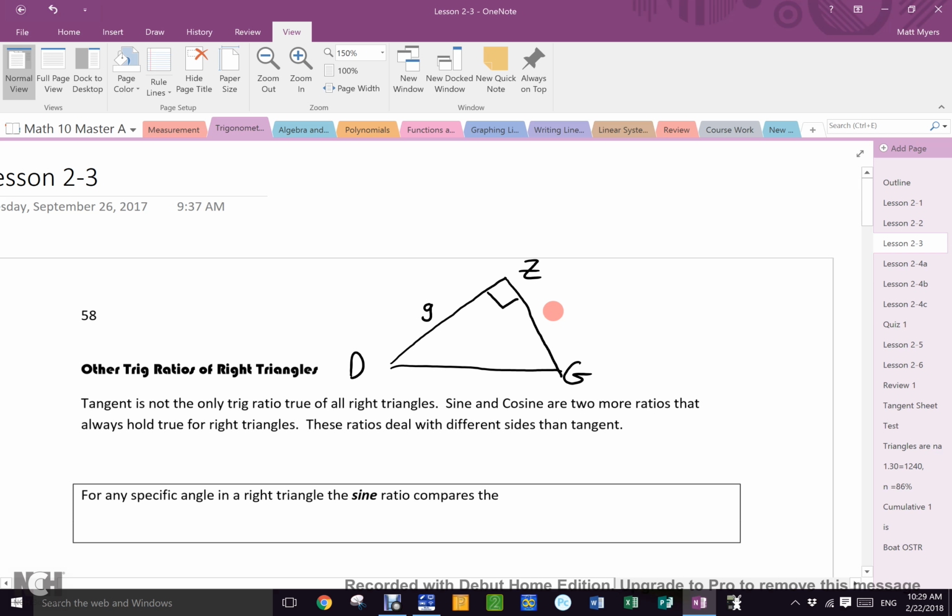Little g. What does that make this side? Little d. What does that make this side? Little z. I'll take the cross off so it just looks like little z. Z was a bad one. It looks like 2, but that's fine. Everybody knows this, yeah? Right?